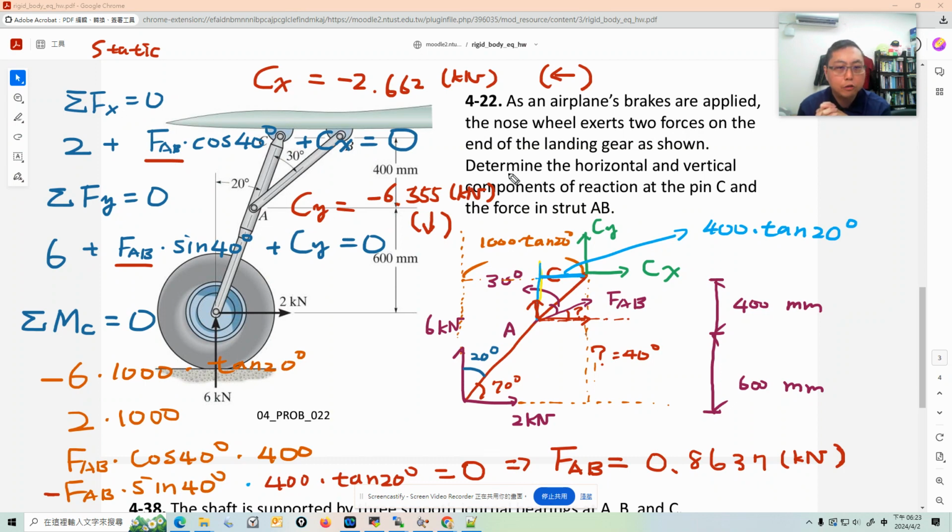Hopefully you can be more familiar with this type of calculation. Just be careful, especially when you calculate a moment, about how you decompose the force and find the lever arm. I think finding the lever arm is the most difficult part in this type of problem.